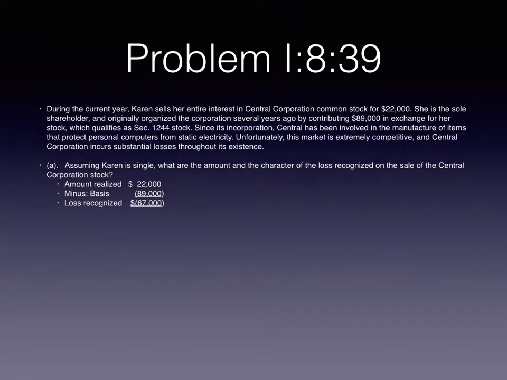So then we have to go in and see, okay, since this is a special situation of 1244 stock, how does that affect the characterization of this loss? And we see, if we look up section 1244, either within the book or in the code, that the first $50,000 of this loss is ordinary loss, with the remainder being long-term capital loss. And remember, that's important because ordinary loss can offset ordinary income, whereas capital loss, for the most part, is only going to be able to be used to offset capital income.